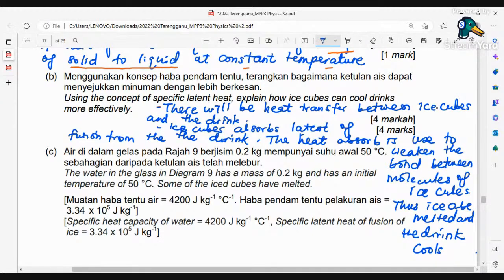Okay, so I have the points here. We should write in the space given, so that we can refer to the question. There will be heat transfer between ice cube and drink because ice cube has lower temperature than drink. Ice cube will absorb latent heat of fusion from the drink. The heat absorbed is used to weaken the bond between molecules of ice cube, thus ice cube melted and the drink cooled. This is because the heat loss from the drink is used to overcome or to weaken the bond so that the process of melting can occur. Okay, so you have 4 points. You must include 4 points here. You can see there are 4 marks here.